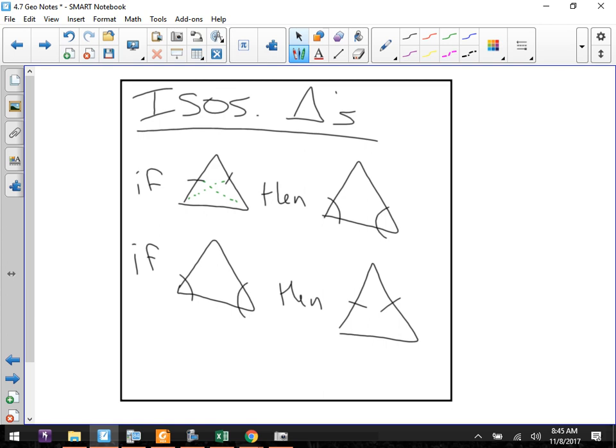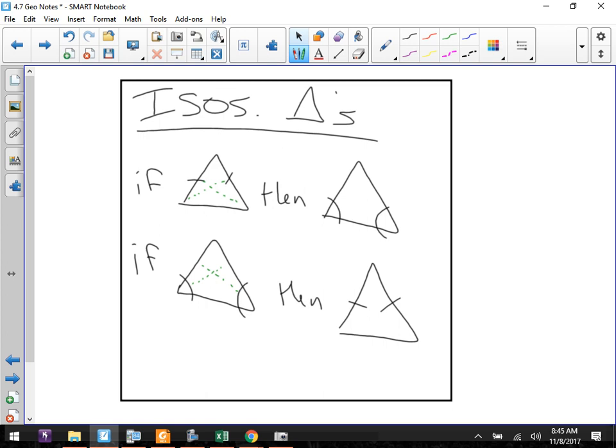The tick marks open up towards the angles that are opposite them, the sides that are congruent. That's how these guys work themselves through. Now, within isosceles triangles, there's also a couple other little properties there.